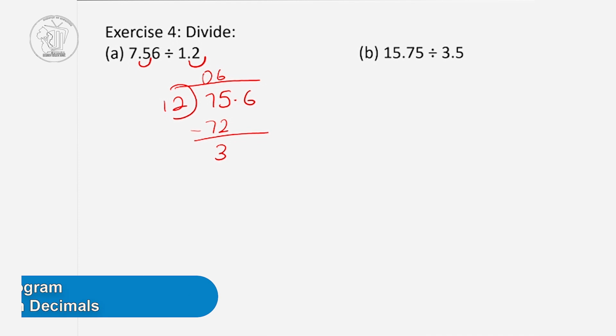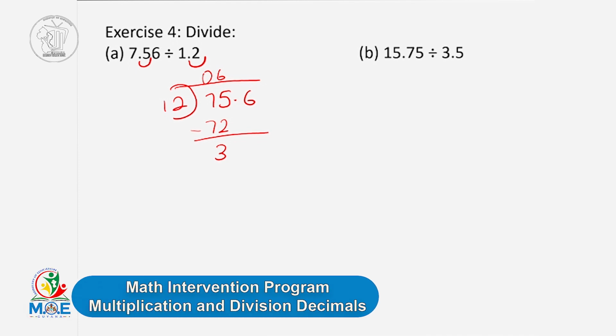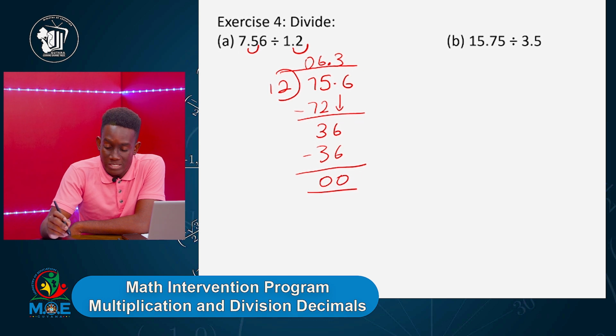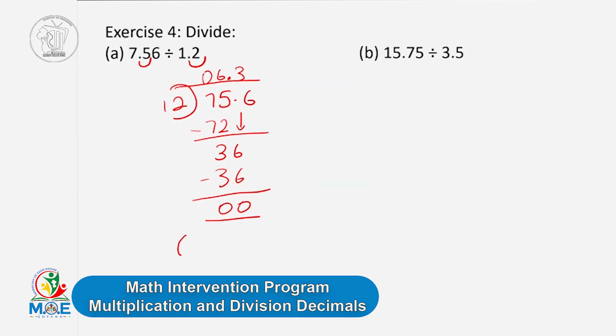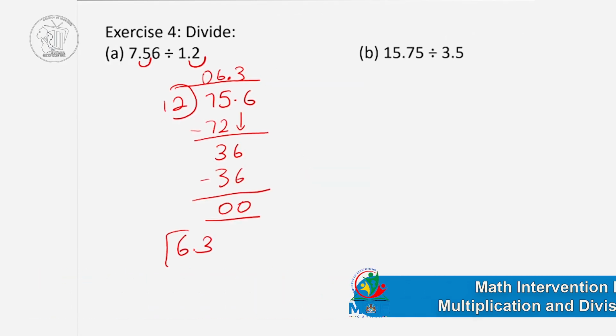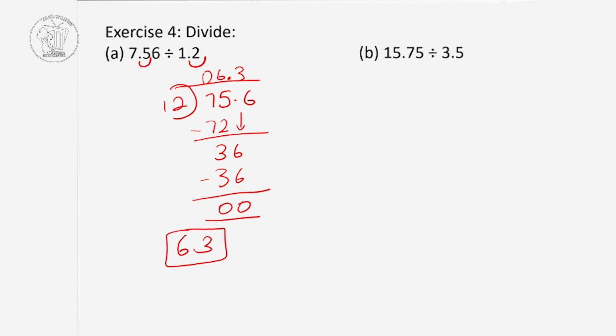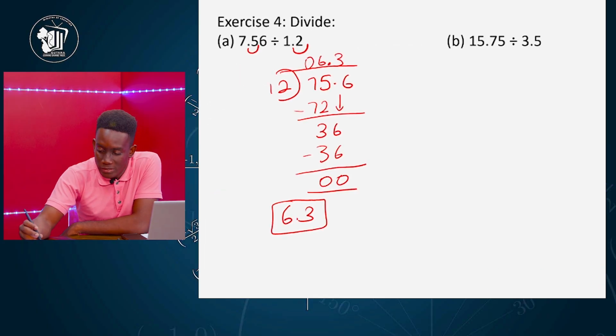So 12 cannot go into 3, we're at the decimal point. So we put the decimal point at the top here and we bring down the 6. So 12 can go into 6... 12 can go into 36 3 times. And 12 times 3 will give me 36. And I subtract there and I will end up with 0. So 75.6 divided by 12 would give me 6.3 as the answer. Let's move on to the next one.